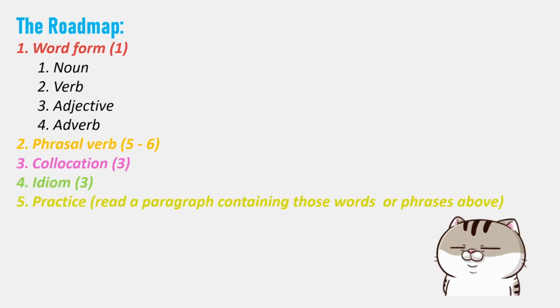The first one is word form. We will learn only one word, but it will contain noun, verb, adjective, and adverb, as well as its synonyms and antonyms. Then we will learn from 5 to 6 phrasal verbs, 3 collocations, 3 idioms. After that, we will practice by reading a paragraph containing those words or phrases above.